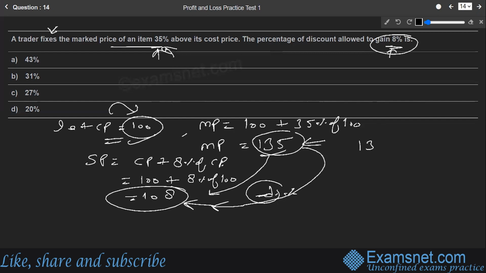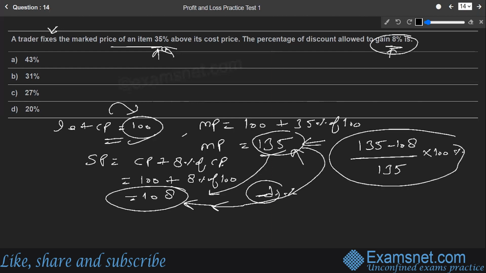Okay, so let us do that. 135 minus 108, that should be the discount value, divided by the value over which the discount is being given. The discount will be given over the mark price, because that's what will be displayed to the customer. So divided by 135 into 100%. By this expression we want to know how much percent 135 is more than 108. So if we solve this, this gives us 27 over 135 into 100, and that is nothing but 20%. So the discount that is to be given over 135 is 20% to gain the 8% profit. So that is the right answer, option D.